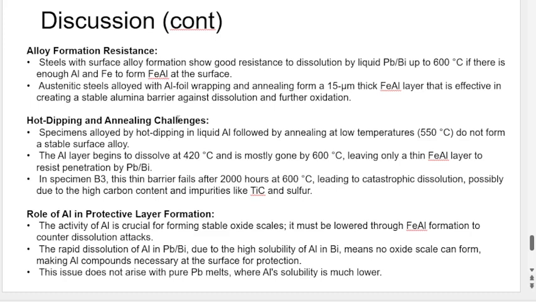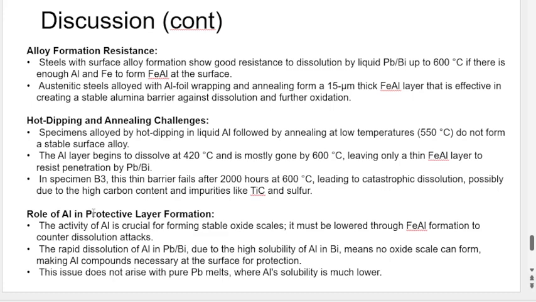Hot dipping and annealing challenges. Specimens alloyed by hot dipping in liquid aluminum followed by annealing do not form a stable surface layer. The aluminum layer begins to dissolve at 420 degrees C and is mostly gone at 600 degrees C, leaving only a thin iron aluminum layer. In specimen B3, this thin barrier fails after 2000 hours at 600 degrees C.